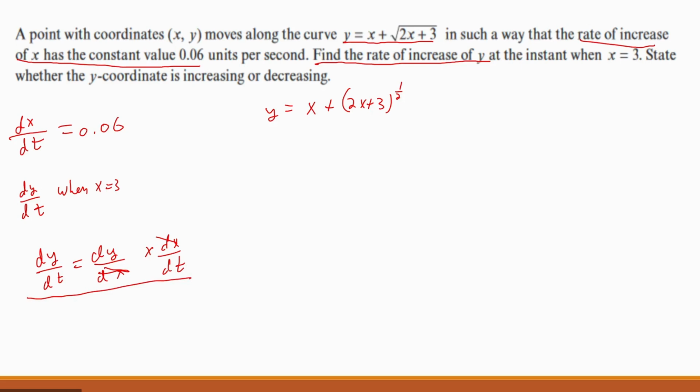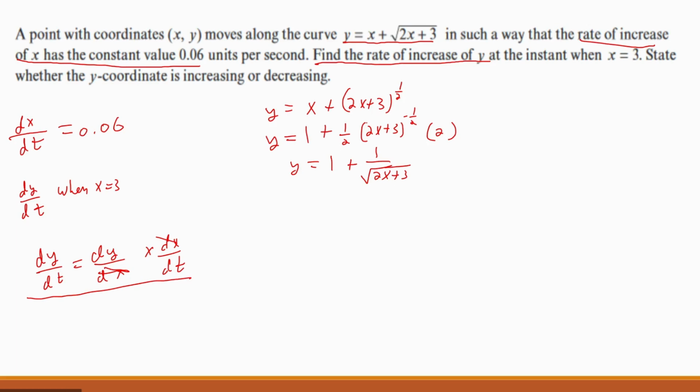So first of all, dy over dx, as you know, we can differentiate this directly. y is equal to 1 plus 1 over 2 into 2x plus 3 to the power of minus 1 over 2, into 2. So this is going to give me dy over dx is equal to 1 plus 1 over square root 2x plus 3. This is one of the ways to do it. This is basically the chain rule. We are differentiating the inside and multiplying it by the differentiation of the outside.